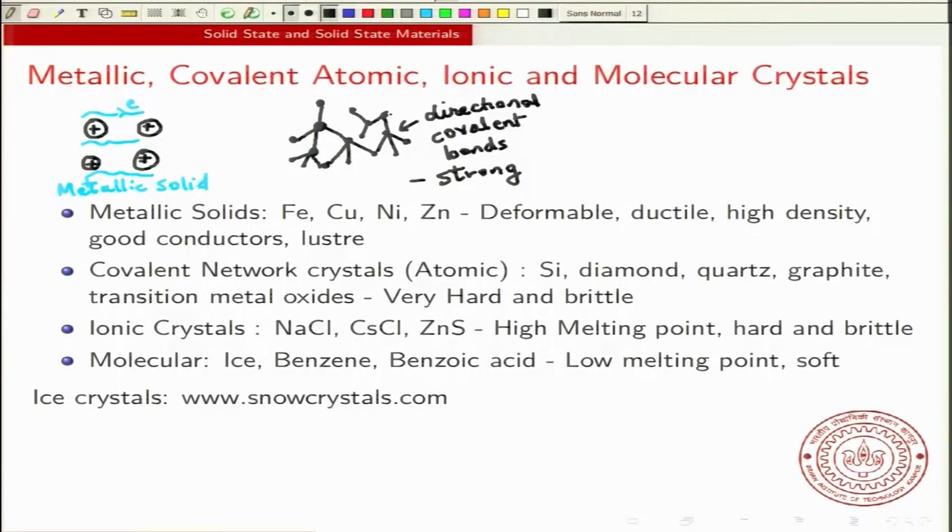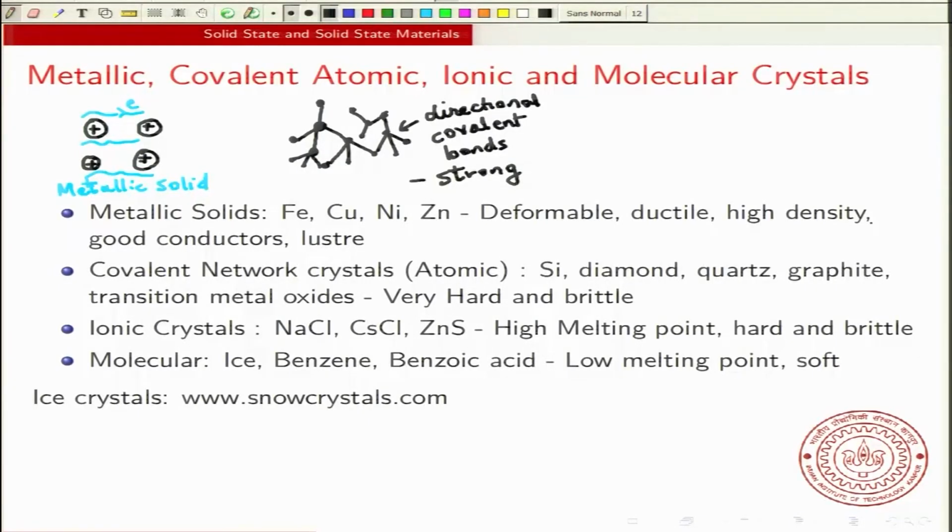Often some of the hardest materials are covalent network crystals, but they are brittle, you cannot deform them easily, unlike in the case of metallic solids. And needless to say, they are not typically good conductors of electricity, and they do not have the luster that metals have. And they are typically much lower density than metallic solids.